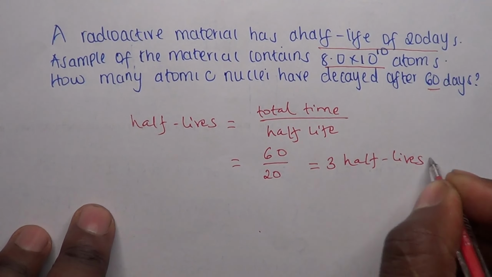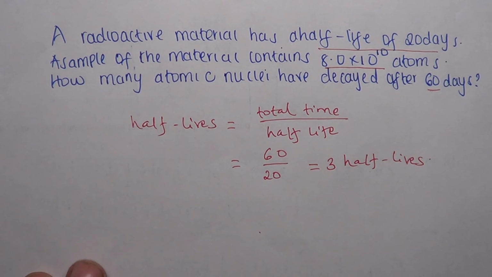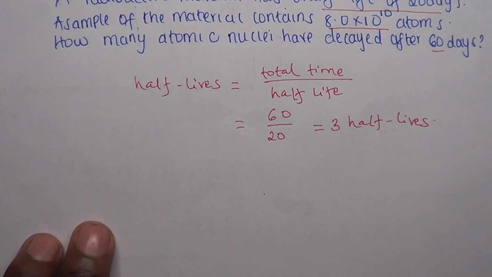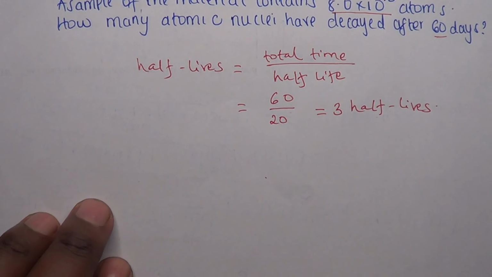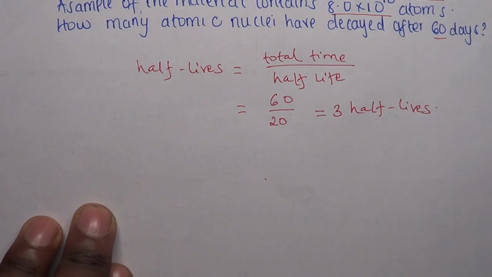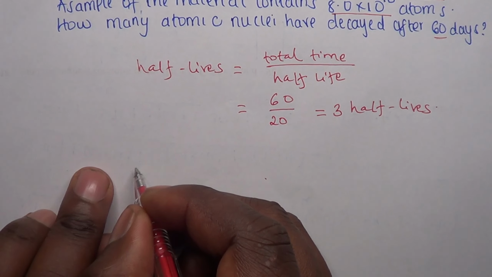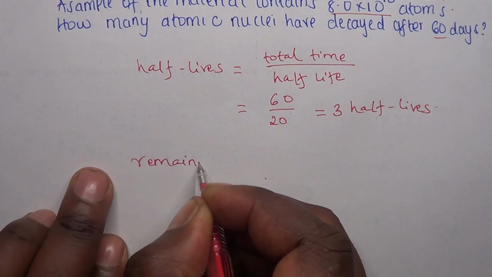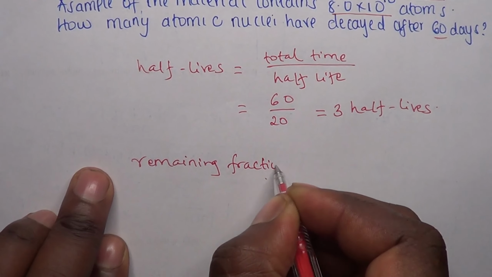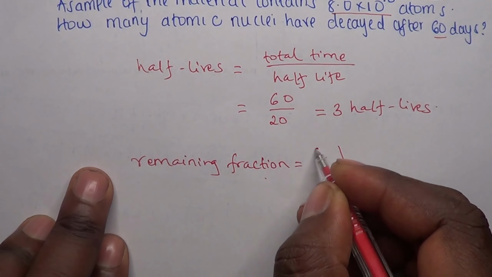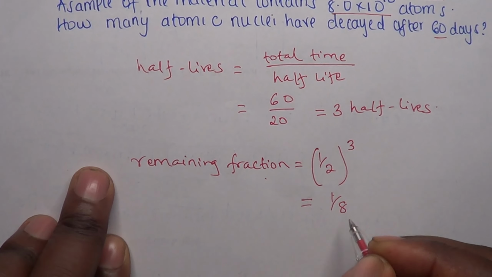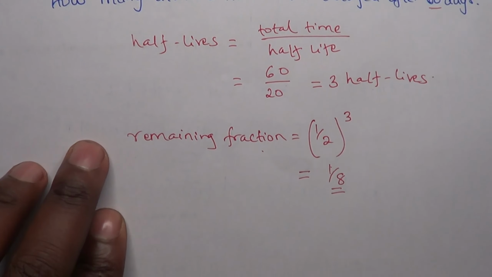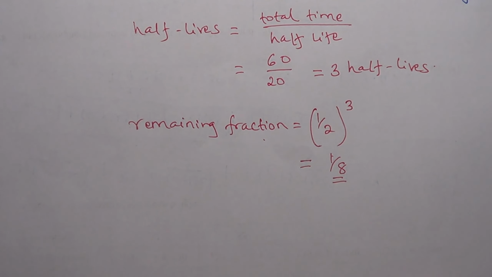3 half-lives. The next thing we need to do is find the remaining fraction, because we know we have 3 half-lives: 20, 20, 20 makes 60. So we need to find the remaining fraction, which will be a half to the power 3, which gives us 1/8.